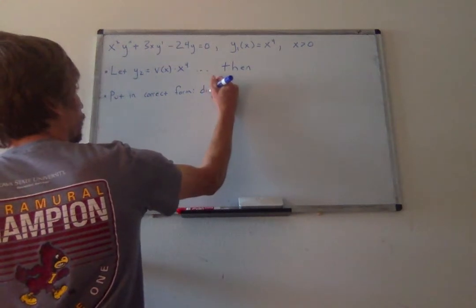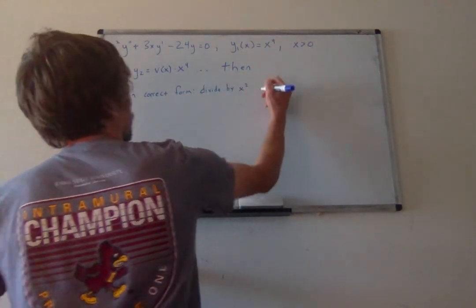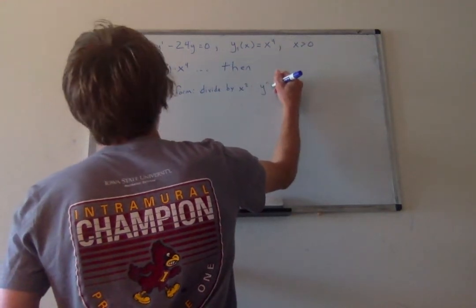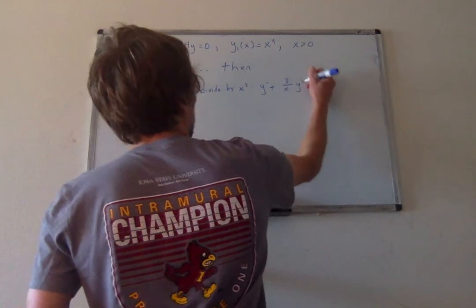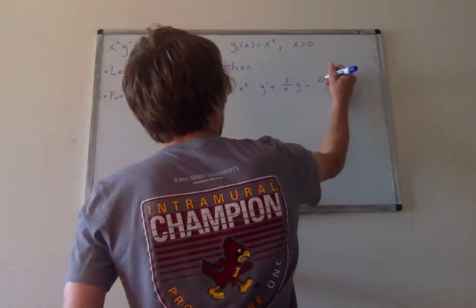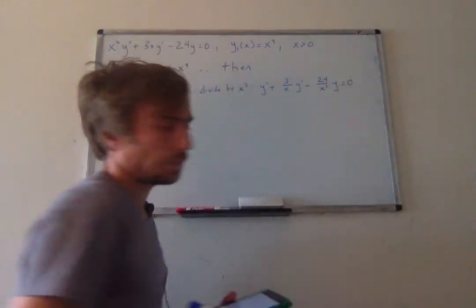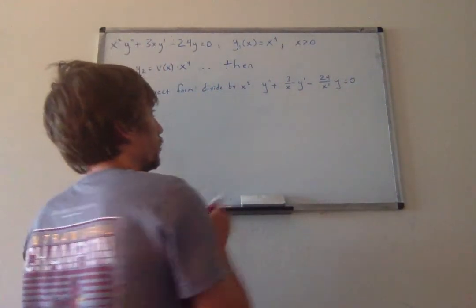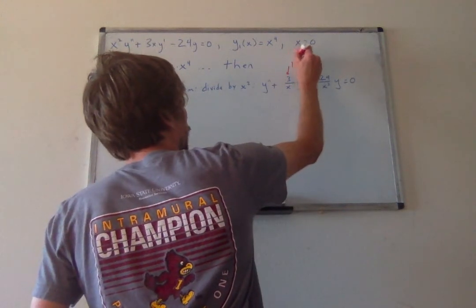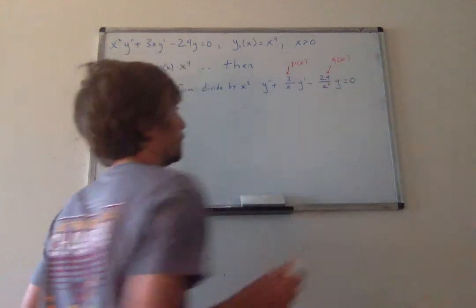We want to divide through by x squared, and that gets us the differential equation y double prime plus 3 over x y prime minus 24 over x squared y is equal to 0. And so matching all of this up with the general form, this 3 over x would be p of x, this would be q of x.